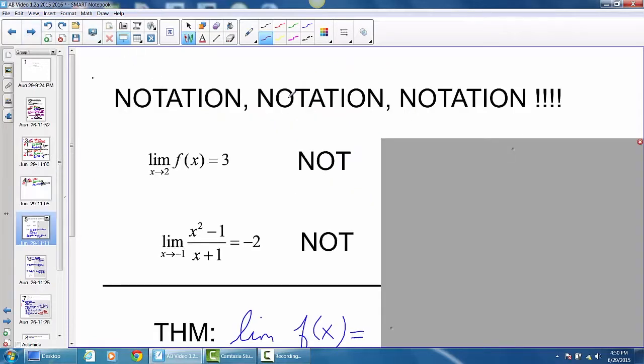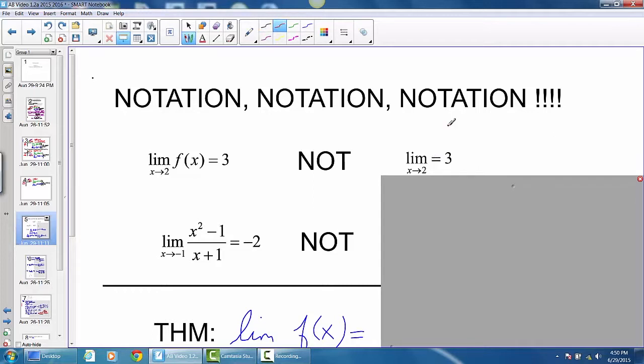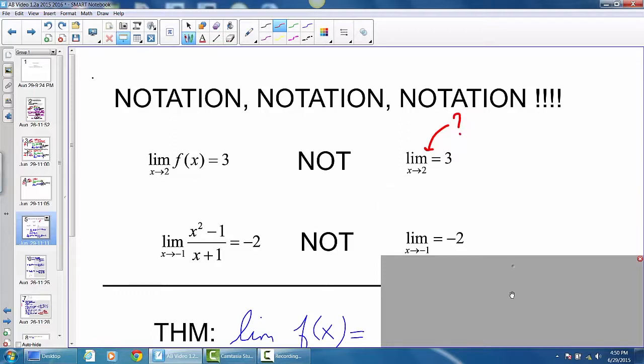Notation is extremely important. You will lose points for the wrong notation. Whether you write the function name f of x or you actually write the expression for the function, what the function is equal to, you have to put something there. You cannot have the limit as x approaches 2 of nothing. And that's the key thing here, that you have to have something here. The limit of which function is the question. And same thing over here. You could not say the limit as x approaches -1 equals -2. It has to be of something. So once again, there has to be a function name or an actual function in that location.